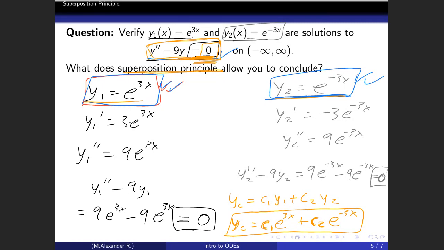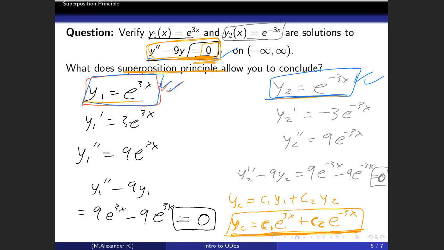So this gold function is also a solution to the differential equation. That is what the superposition principle is telling us, or that is what it allows us to conclude. So that's a good thing. Okay. So that means that if we do have two functions that we know satisfy the differential equation, then we can create infinitely many.